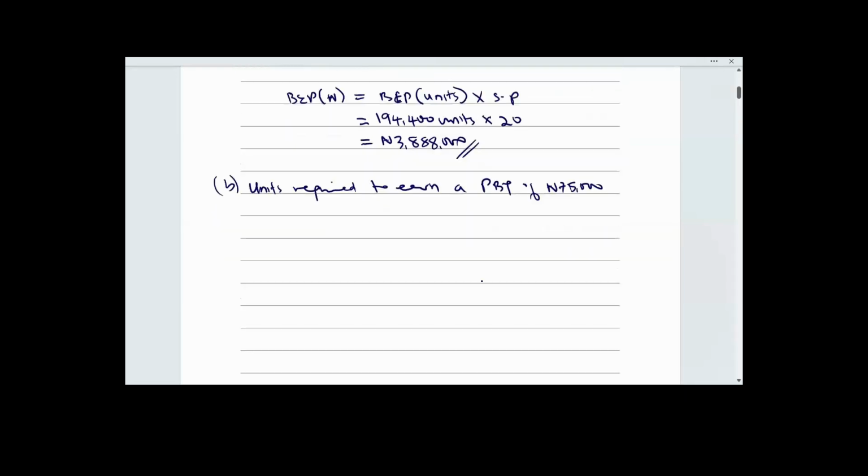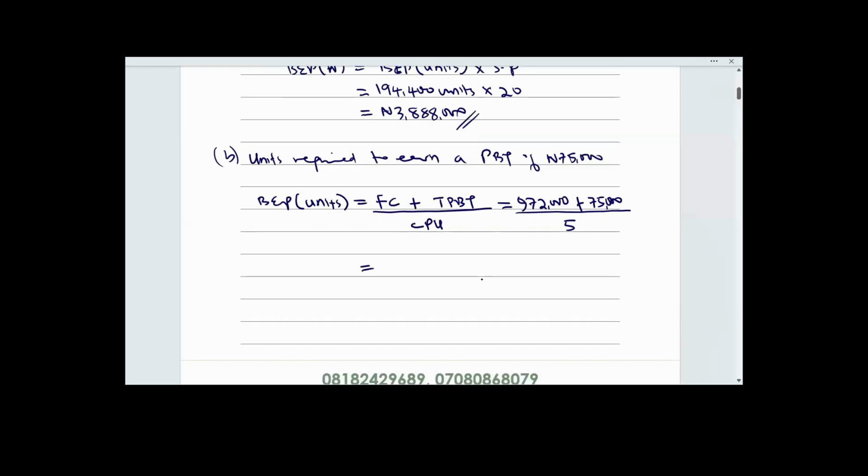So in this case, break-even points in units will be computed as fixed cost plus targeted profit before tax divided by contribution per unit, equal to 972,000 plus targeted profit of 75,000, all divided by 5 naira. So what do you have? Use your calculator, give me the final answer. 972 plus 75 divided by 5. That is 209,400 units. So this is the number of units that must be produced for the company to achieve a targeted profit before tax of 75,000.